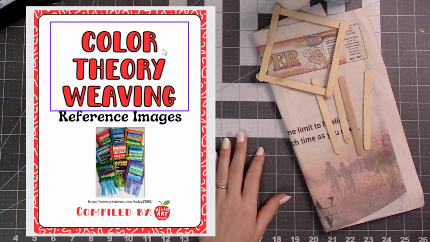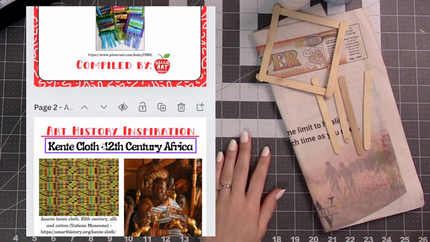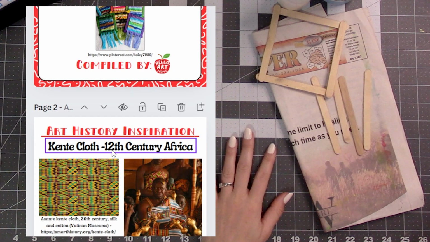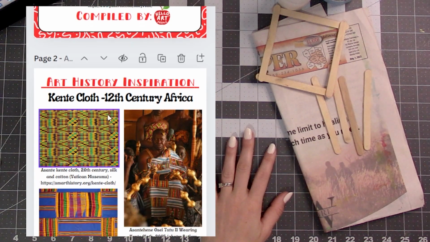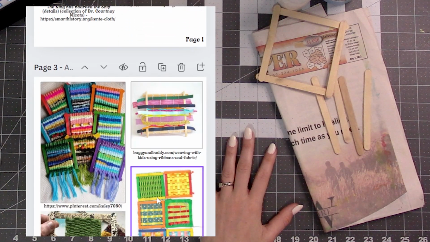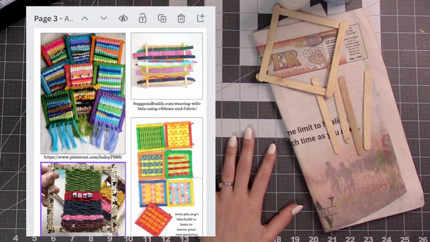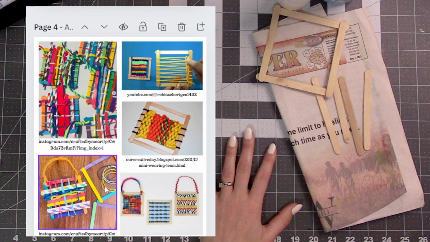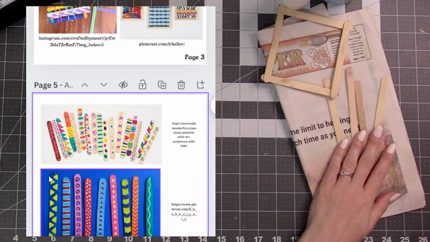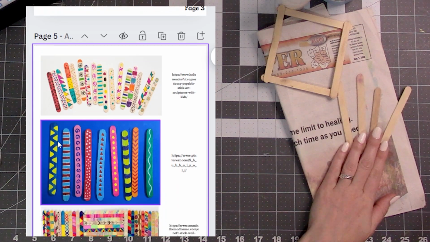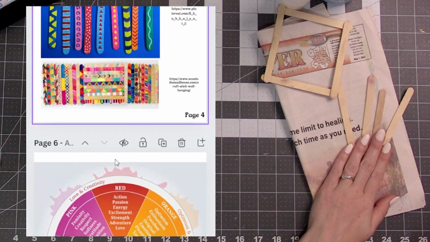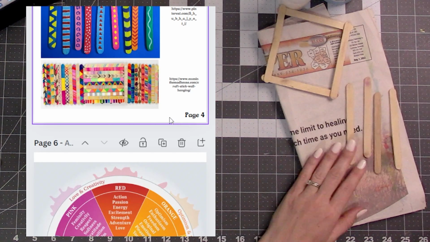All right, so here are the reference images I've put together for us. First off, our art history inspiration is 12th century Africa and the kente cloth. We'll be learning more about the kente cloth next time. And then, of course, I have some reference images for the loom and the weaving here. And today you're going to start by decorating your popsicle stick. So there's some different ideas in here for how you might want to do that. And you're also going to glue your popsicle sticks together.